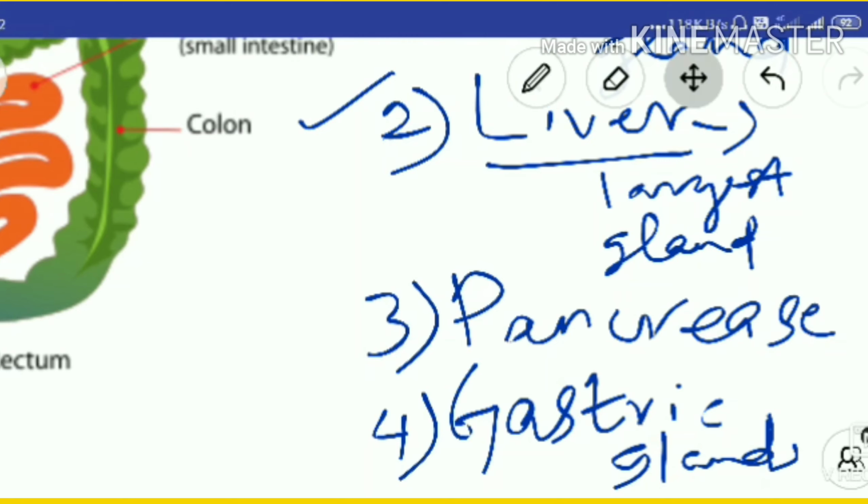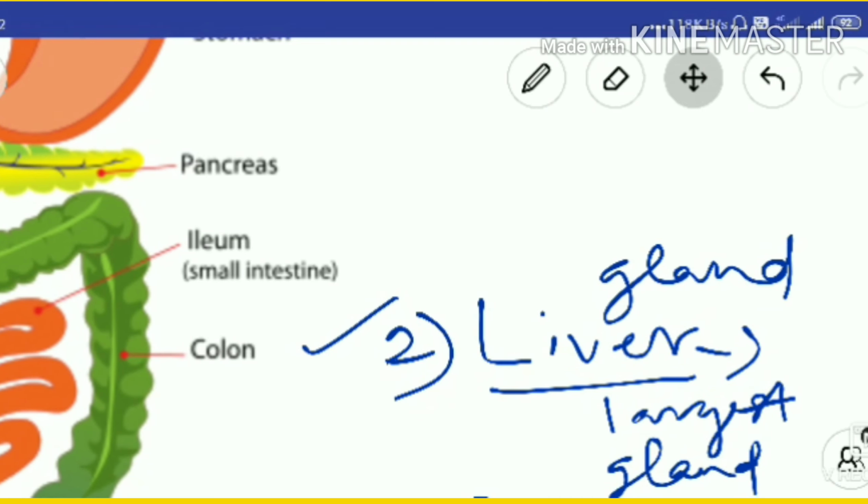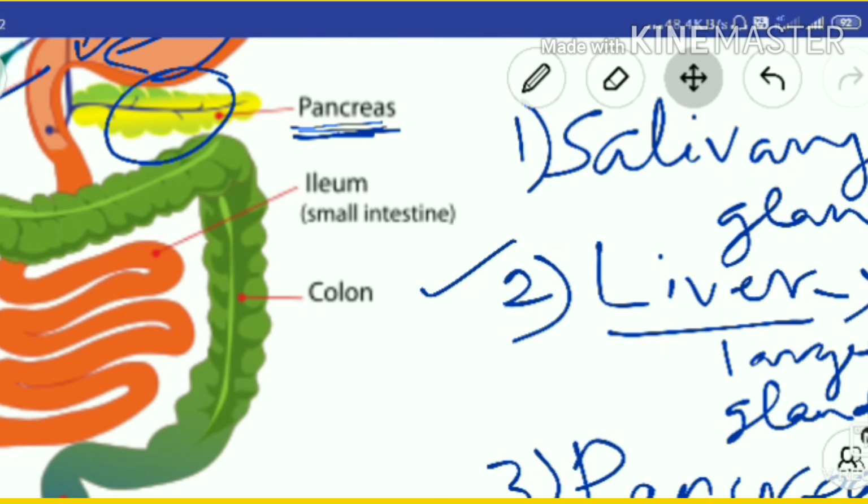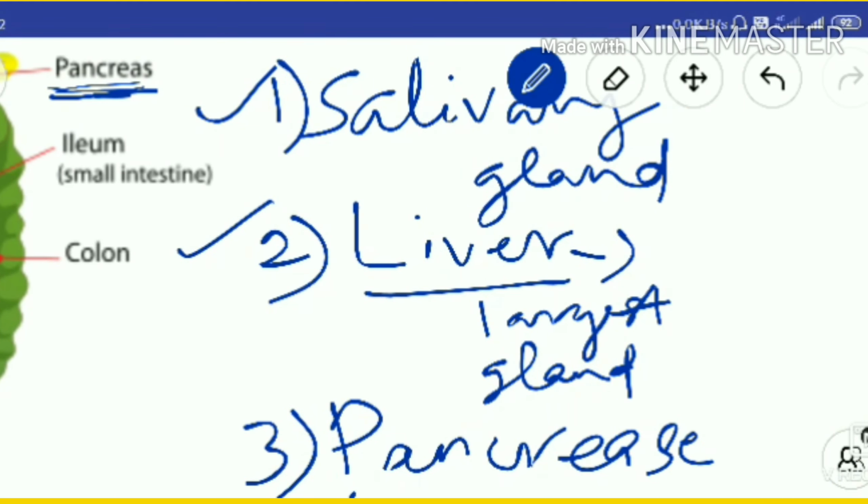Which are the glands? The first one, salivary gland, which is present in our mouth. Which is the second one? The second one is liver. Okay, very good. Liver is the largest gland. It is a very important question. Even for some competitive examinations, they will ask, which is the largest gland in the human body?